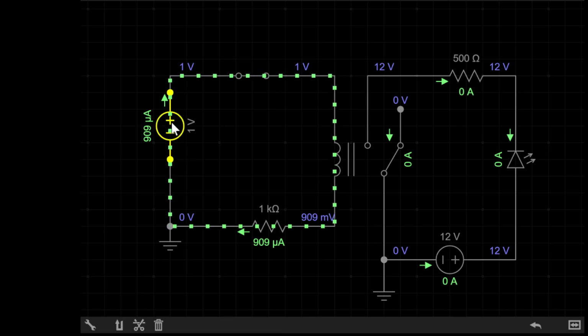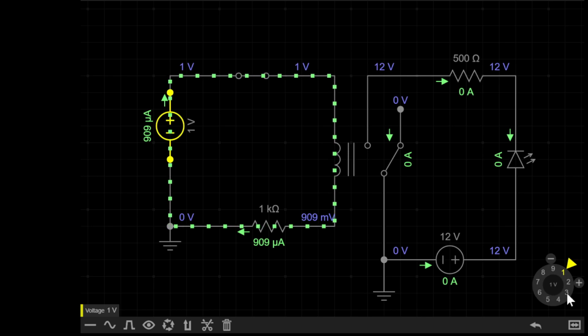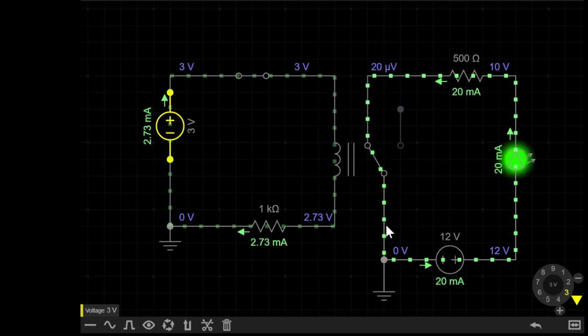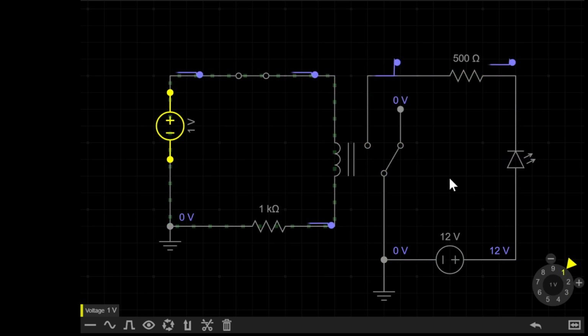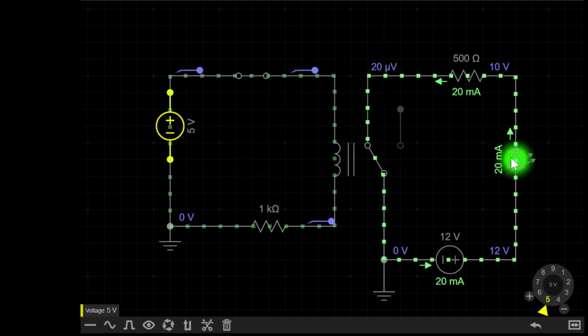So, if I increase the voltage of this power supply here from 1 volt up to say 3 volts, the relay switches, current begins to flow on the secondary side, and the LED lights. If I go back below the 2 volt threshold, we get no current flowing. If I go back over it, say 4, 5, doesn't matter volts, then current flows again.